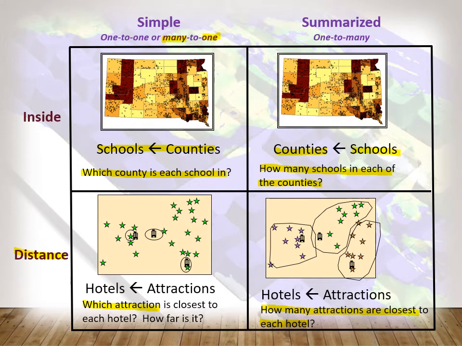Honestly though, this is the hardest part, to figure out whether you need to do a simple or a summarized. Also, sometimes it's a trial and error. You might do it one way using a simple, and if you can't answer your question after you've done a simple join, then you might have to switch to a summarized join to see if that answers your question.